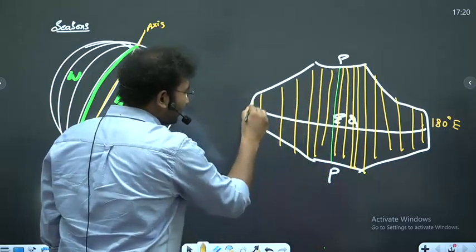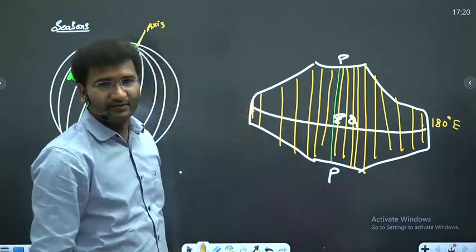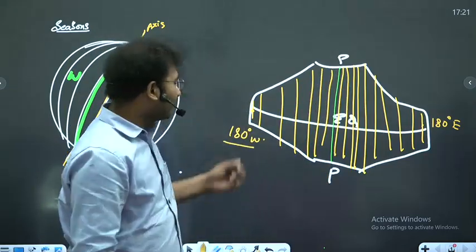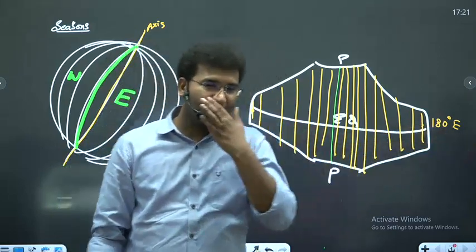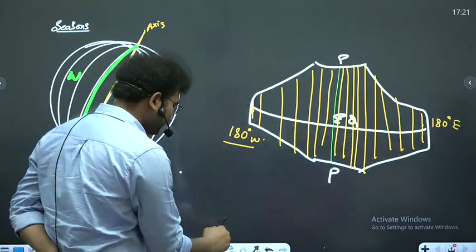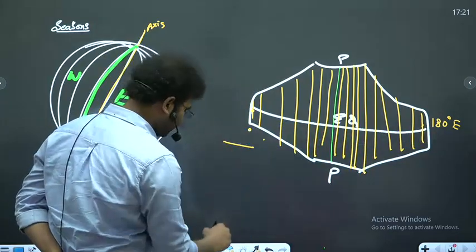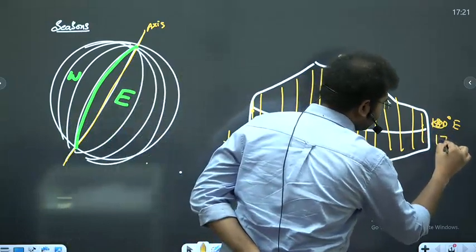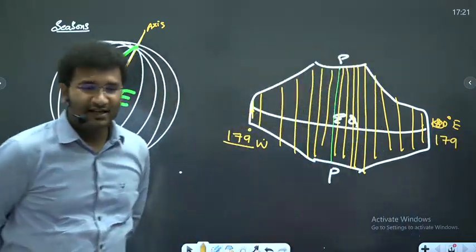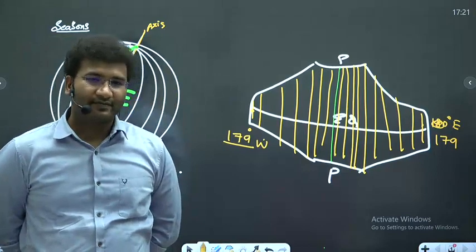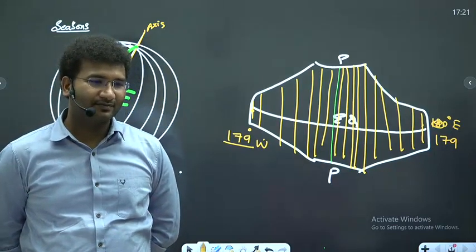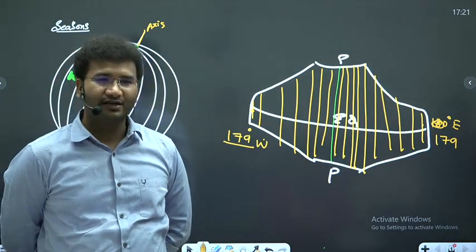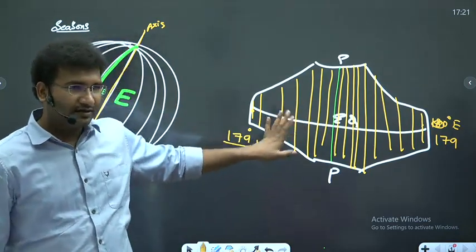Now what is this latitude? Sorry, longitude. 180 degree west. So between 180 degree west and 180 degree east, or for simplification, what is the time gap? What is the time gap? There is a 24 hour time gap. Okay, 24 hours, or near to 24 hours if not exactly, right? How this 24 hours?